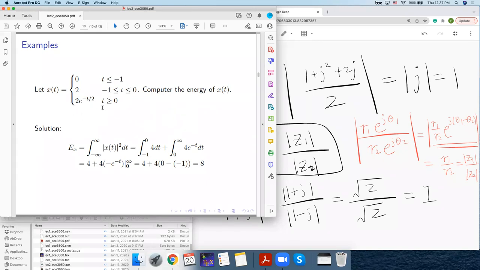But for this example, it's pretty simple because the signal takes a real value. So the magnitude is basically the absolute value of the signal, and this is relatively easy to calculate.